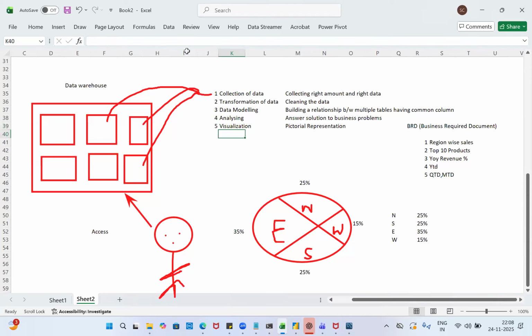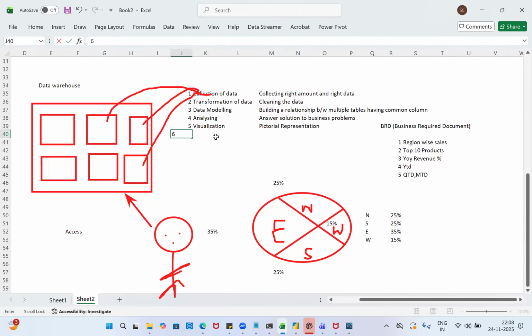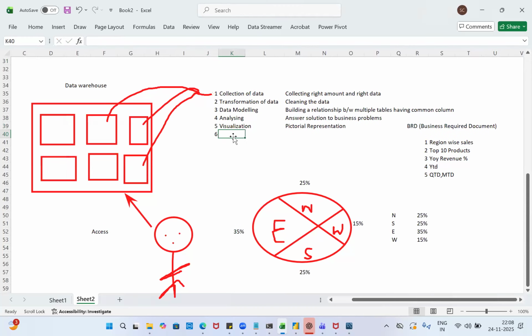Once you're done with this visualization, meaning once you build a report or a dashboard, you're going to do publishing. Publishing is nothing but sharing your output with the end user. Whatever requirement you have, you give it to your end user, which is known as publishing. In Power BI we use Power BI Service basically. In real time also I'm going to help you out.